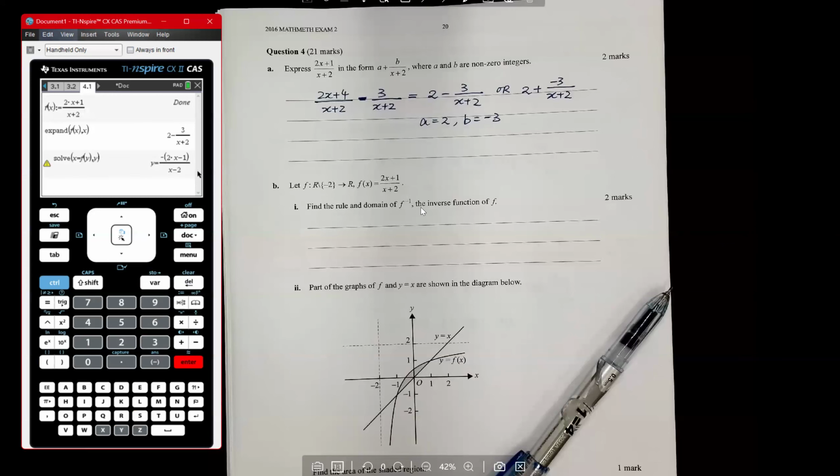Don't forget, you need to use f inverse to specify the rule. And the domain is just x not equal to 2, okay? Because the original function's domain is R backslash {-2}, and the y value should be excluding 2. So the range of the original is the domain of the inverse.